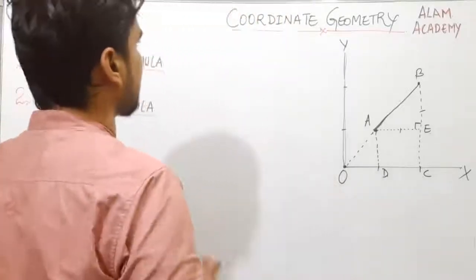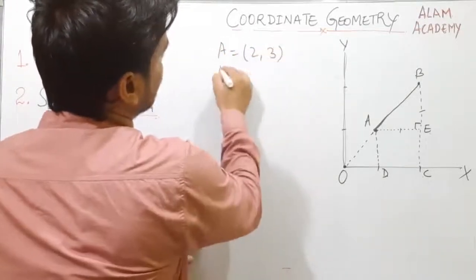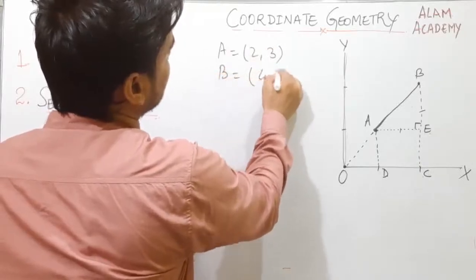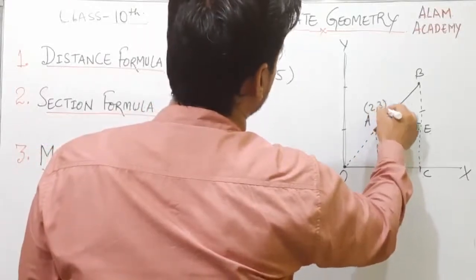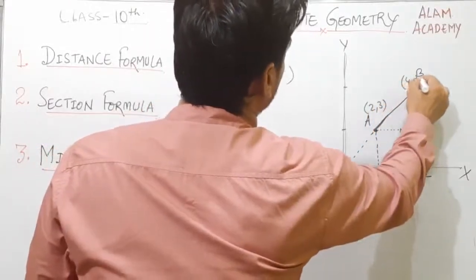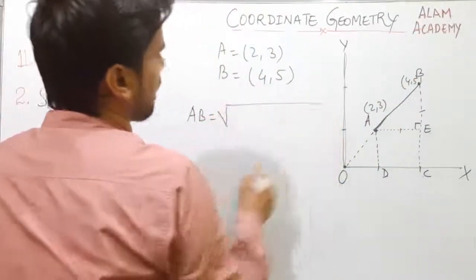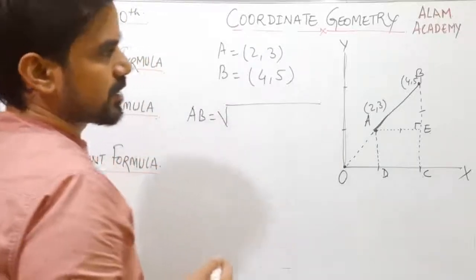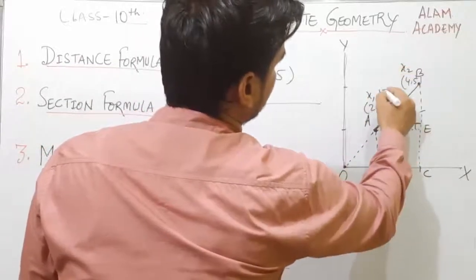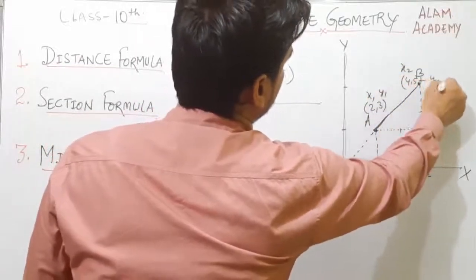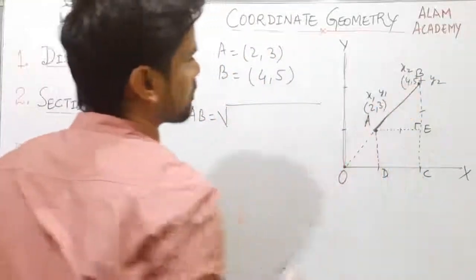Let's say that the coordinate of A is (2, 3), and the coordinate of B is (4, 5). So we try to find out the distance between AB. So we know the formula AB is equals to x2 minus x1, or we can take, if it is x1, it is x2. If it is y1, it is y2. Or we can consider that 2 is x2 and 4 is x1.